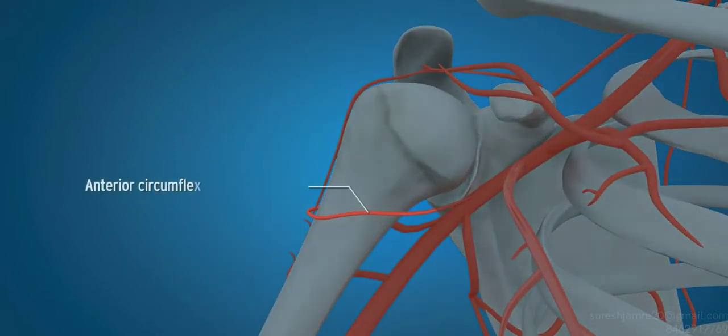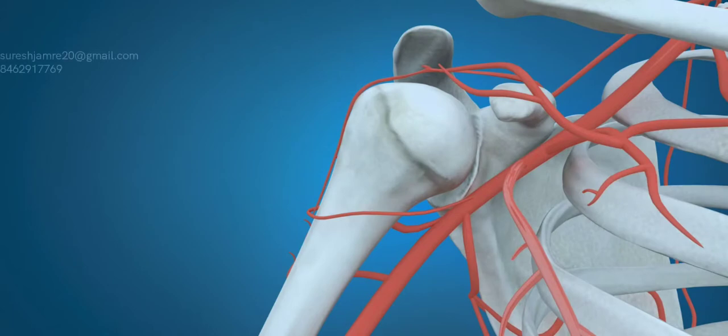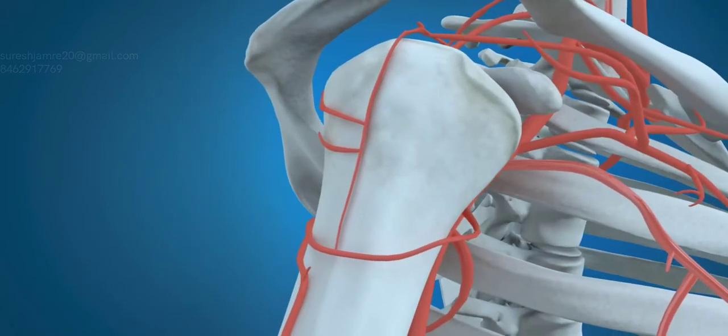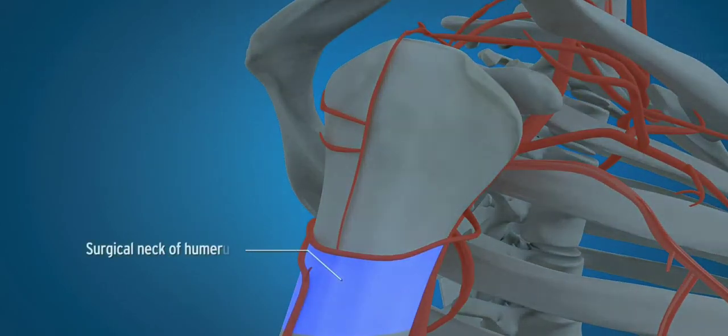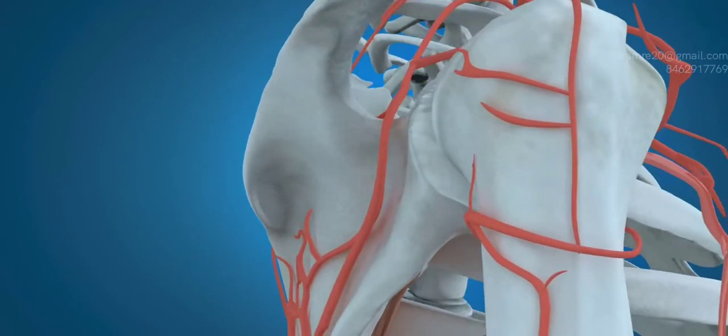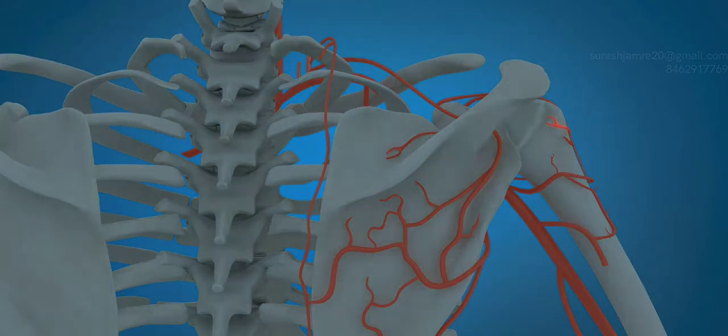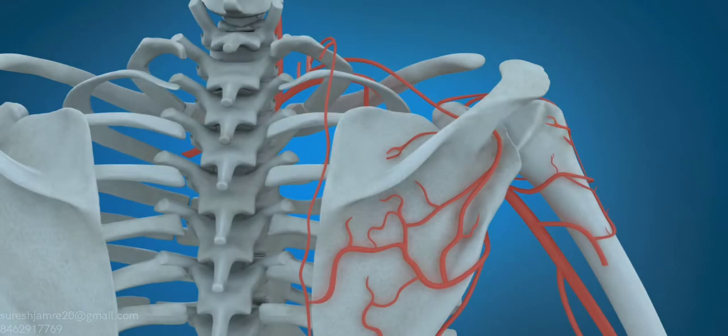Anterior circumflex humeral artery. It is a small branch arising at the lower border of subscapularis muscle. It winds around the surgical neck of humerus and anastomoses with its posterior counterpart. It gives an ascending branch to supply the head of the humerus and also the shoulder joint.